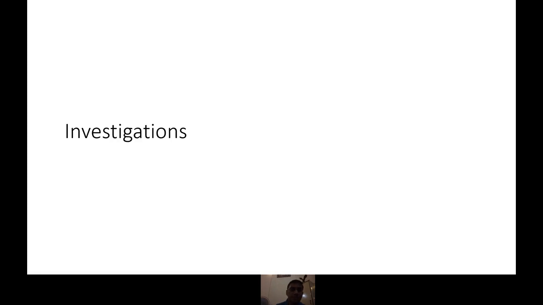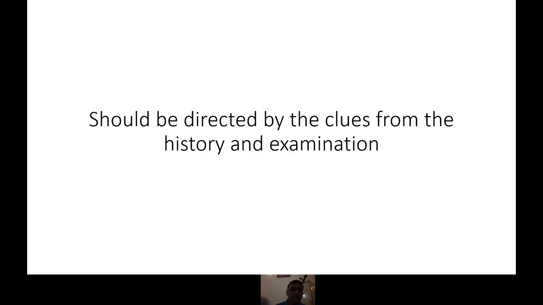So we will now look at the investigations. As I said before, the investigations should depend on what you find in the history and examination. You can't do every investigation under the sun. It's very expensive. So if you evaluate PUO rationally, you have to get clues from the history and examination and then decide on what investigations to do.